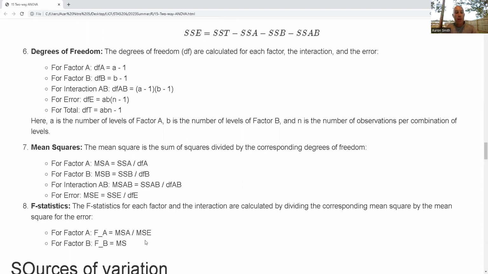Now to get the F statistics, I go through, I missed interaction here. But to get the F statistic, I just take the ratio of mean squared for A divided by mean squared error. Mean squared B divided by mean squared error gives me this one. And then the one that's missing from the notes is the interaction mean squared divided by mean squared error, which gives me the F statistic for interaction.